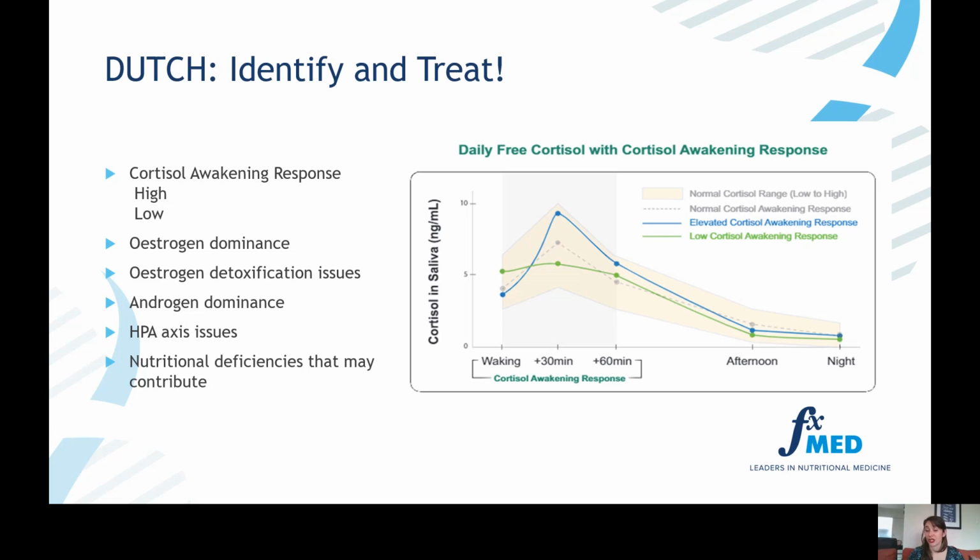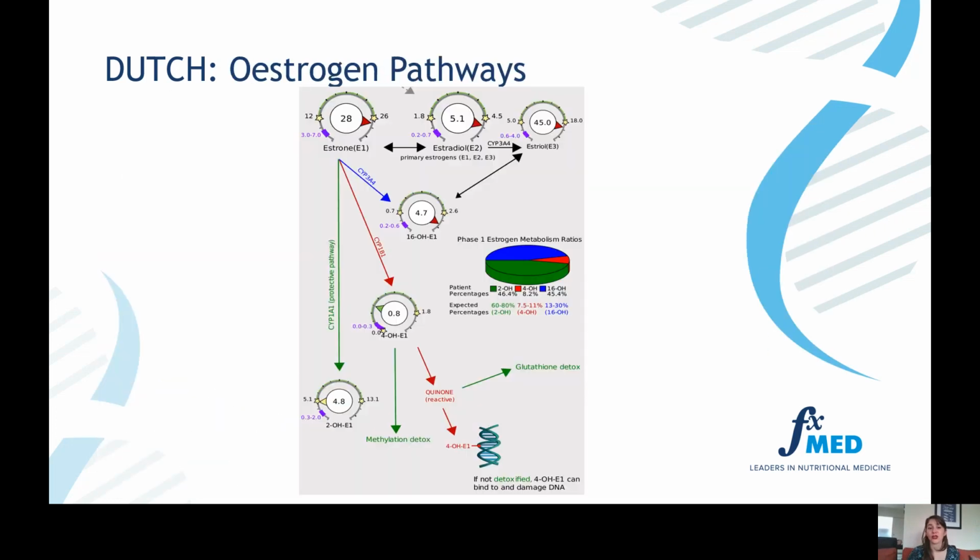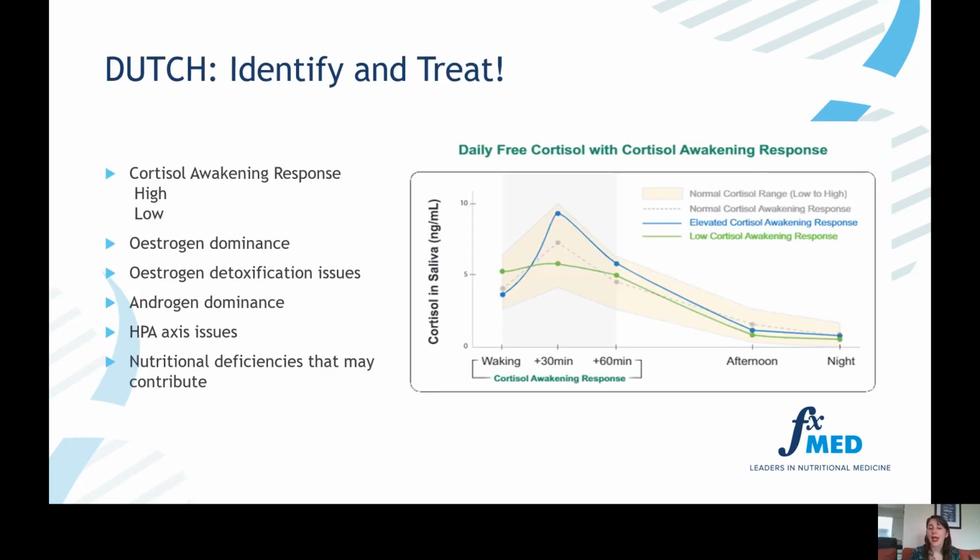It can also help us identify estrogen detoxification issues. So if you remember looking here, this person is detoxing more down the 16-OH pathway, which can cause more proliferative effects, things associated with endometriosis and fibroids. And it can also identify androgen dominance or increased androgens, as well as HPA axis issues and nutritional deficiencies that may contribute.